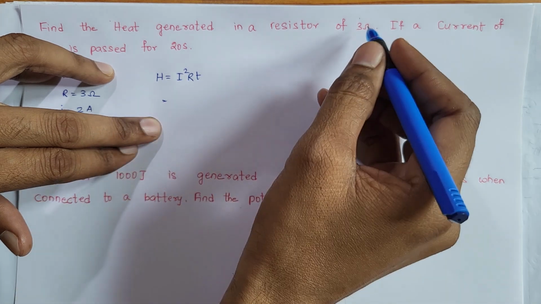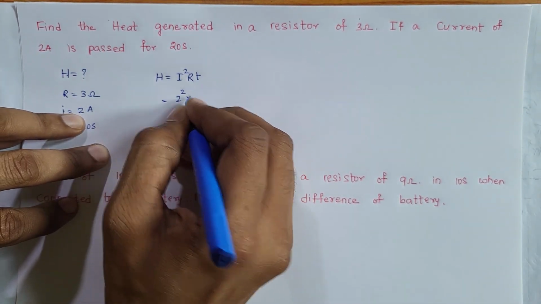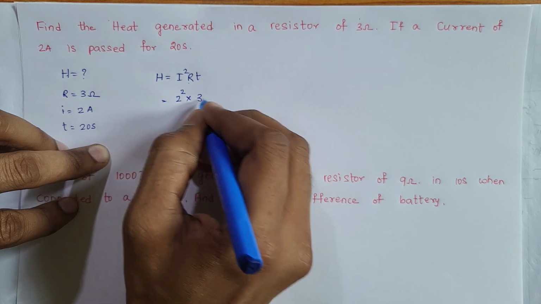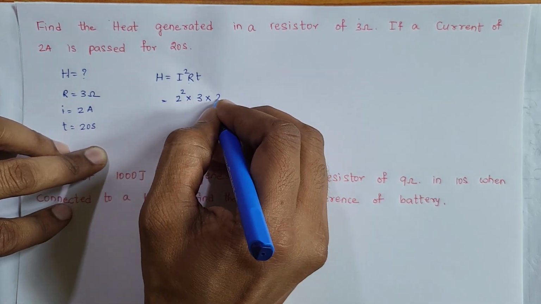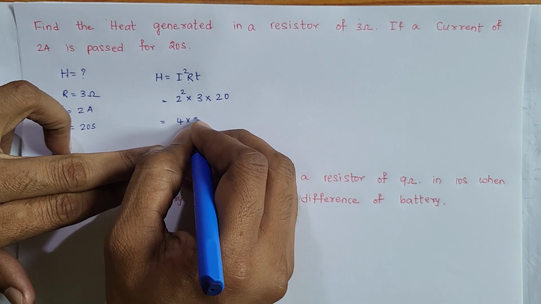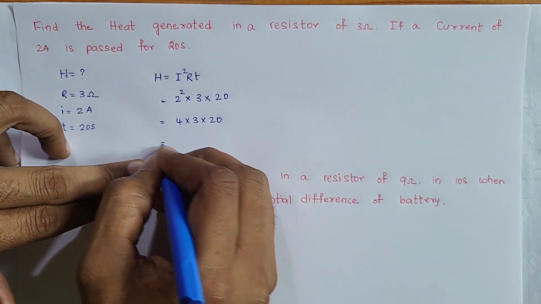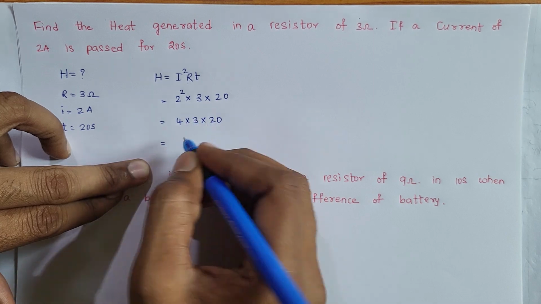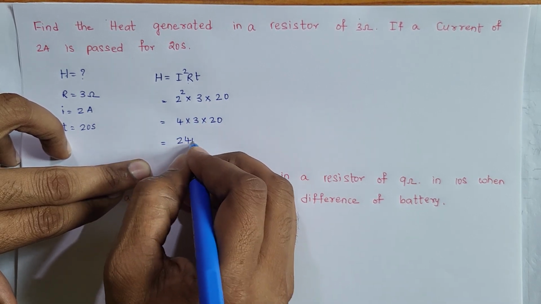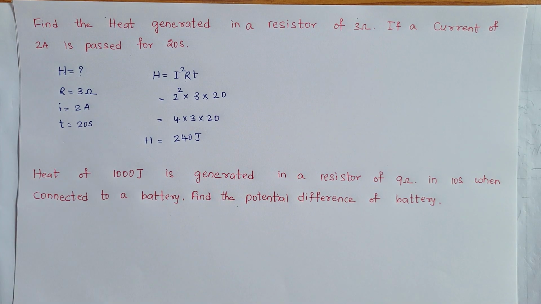How much current is passing? Current is 2 amperes. So 2 square into R. R is 3 ohm into time. T is 20 seconds. It is going to be 2 square, 4, into 3 into 20. 4 threes are 12, 12 into 20 is 240. So 240 joules of heat energy is being generated.